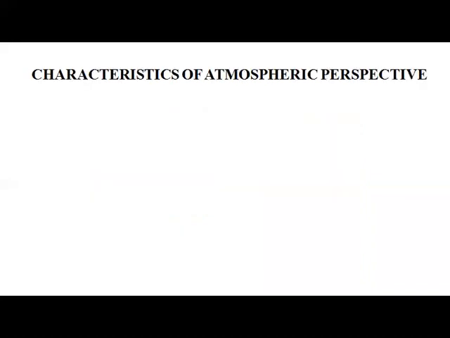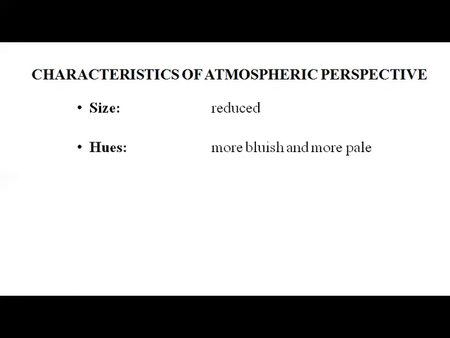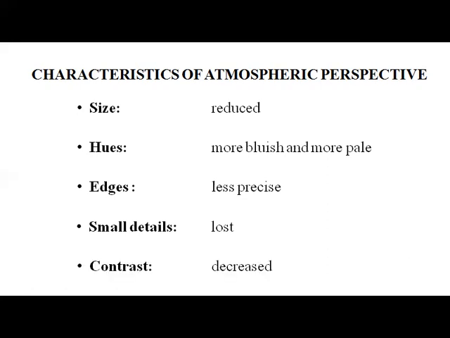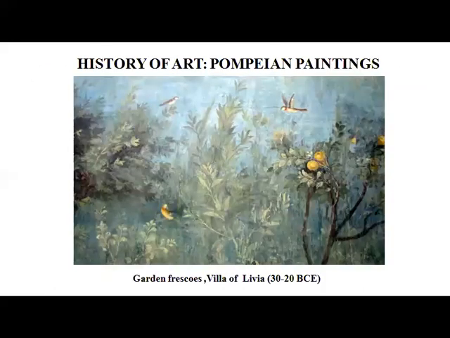Let us see some characteristics of atmospheric perspective. As the objects recede, the size reduces. Hues become more bluish and more pale. The edges of the objects become less precise. Small details are lost, and the contrast between the object and its background decreases.